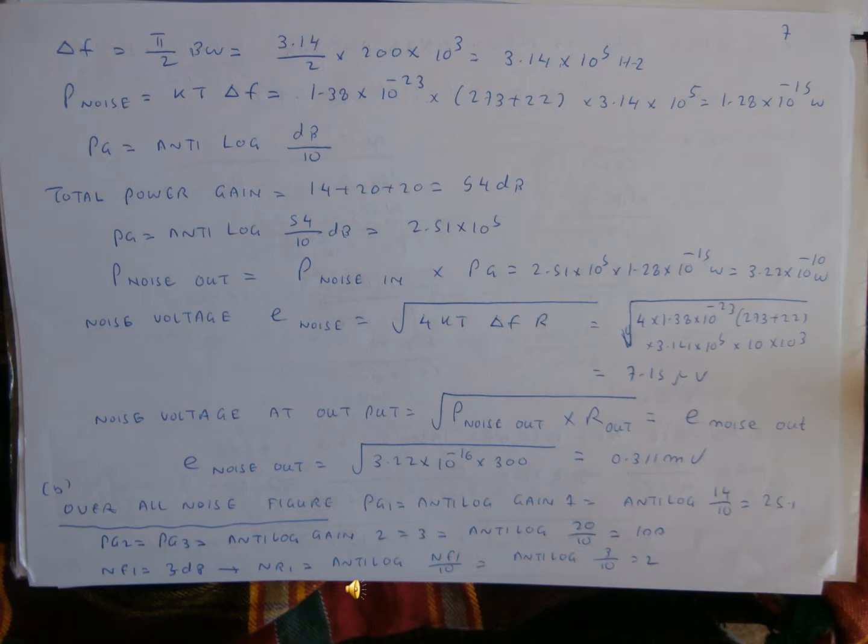So NF1 is 3 dB, and NR1 is antilog of NF by 10, so antilog of 3 by 10, so you get 2. So this is the way we calculate the overall noise figure.